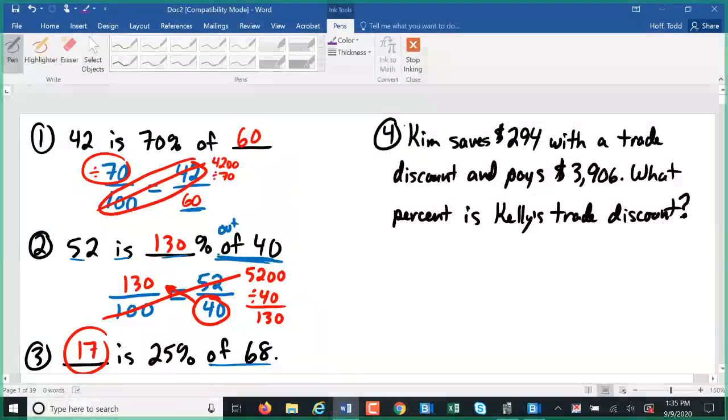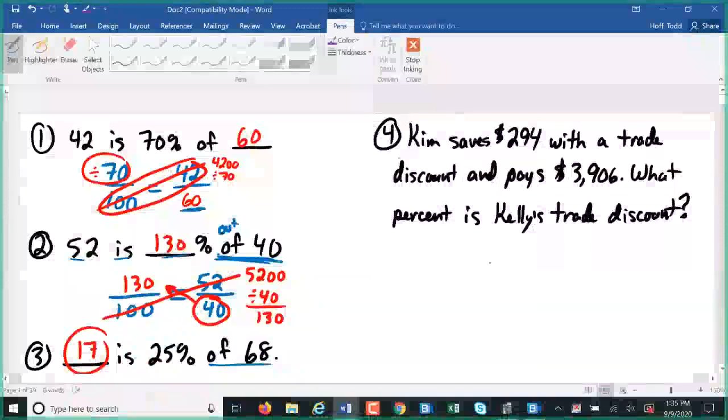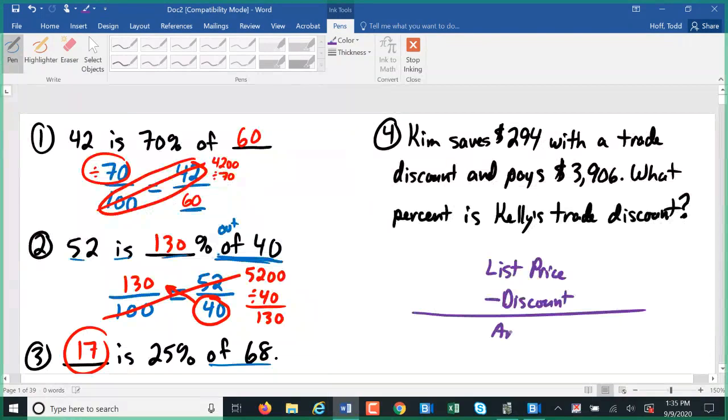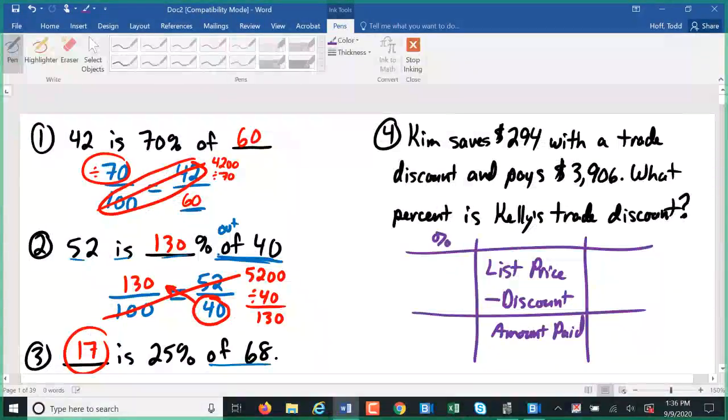So we talked about making tables and labeling things. This is one that would be very helpful with. So we have the list price or the full price. That's the full amount. We're not given that dollar amount here, though. From that, we subtract the discount. And that gives us the amount paid. Remember, in problems like this, each item is described by two numbers. One of them is the percent, and in this case, the other is a dollar amount.